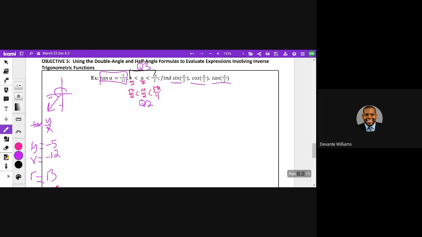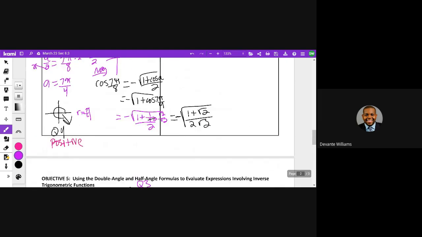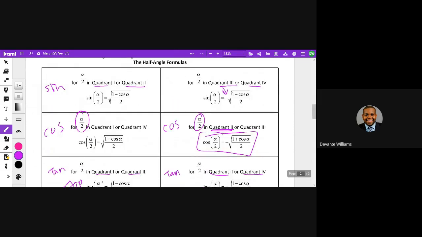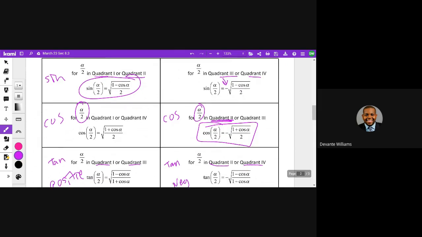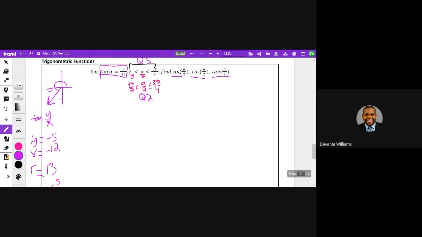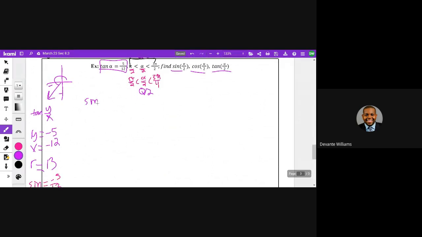So now what we're going to do next, we're going to go back and look at which formula we're going to use. Looking for the sine in quadrant 2, so we're going to use a positive formula for that one. Write the formula every time. We got the sine of the angle divided by 2 is equal to the square root of 1 minus the cosine of the angle over 2. Let's plug it in now.